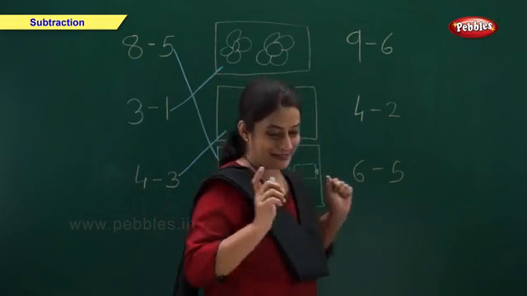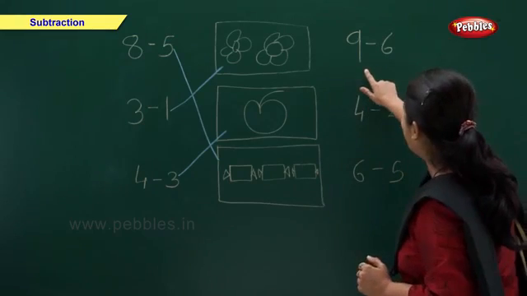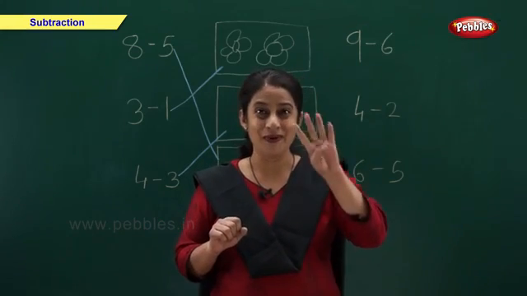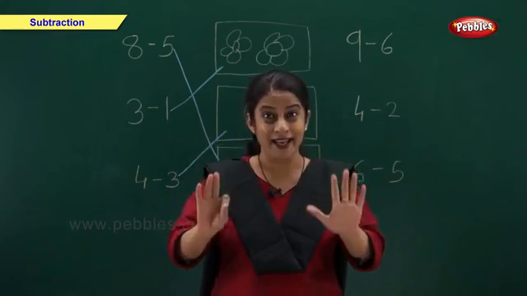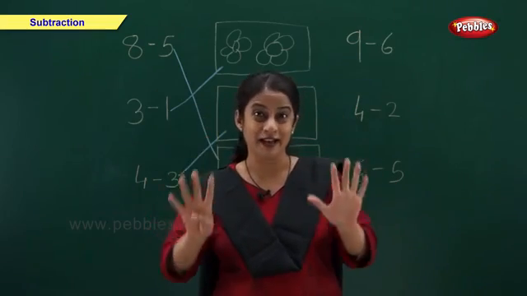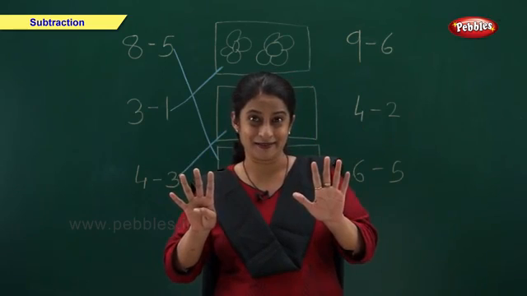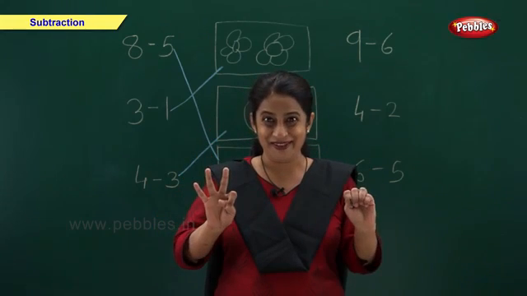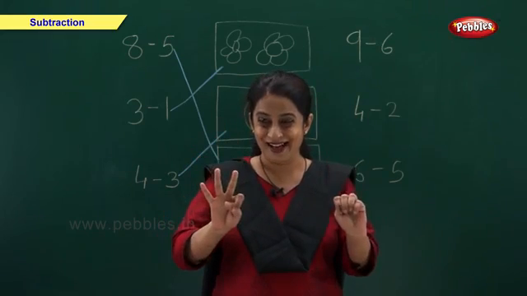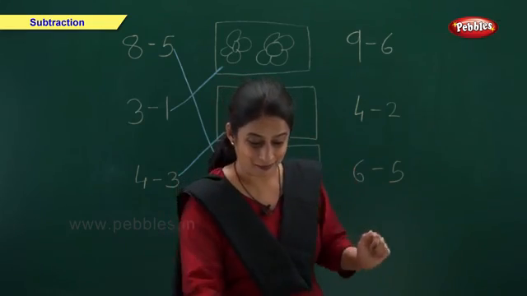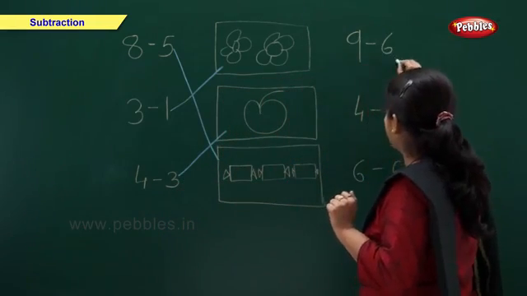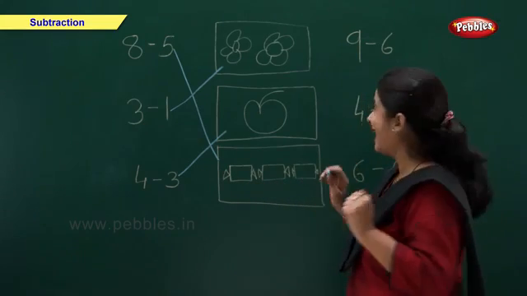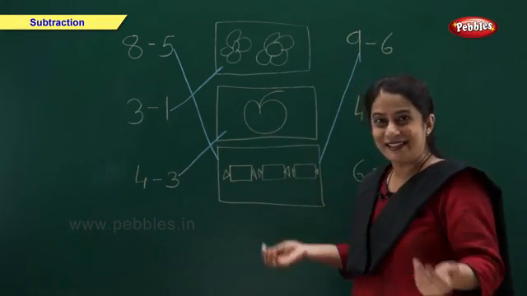So now let's match these numbers. What we have here? 9 minus 6. So let's count. 1, 2, 3, 4, 5, 6, 7, 8, 9. Now we have 9 fingers and we'll minus 6. 1, 2, 3, 4, 5 and 6. So how many fingers left? You're right. 1, 2 and 3. So 9 minus 6 is equal to 3. And we have 3 big chocolates. So let's match. 9 minus 6 is equal to 3.